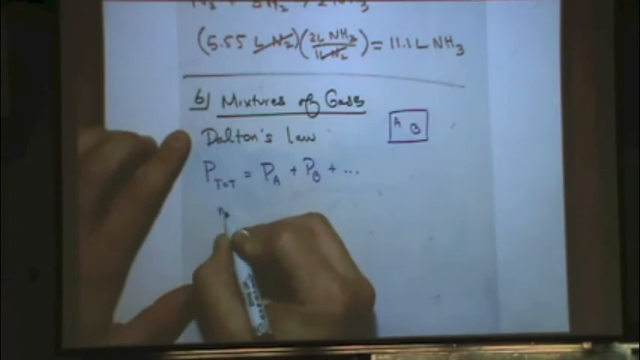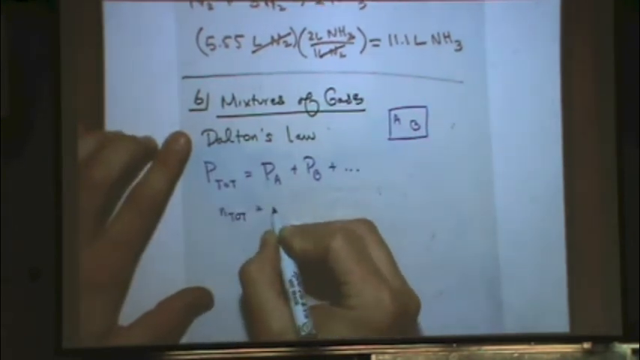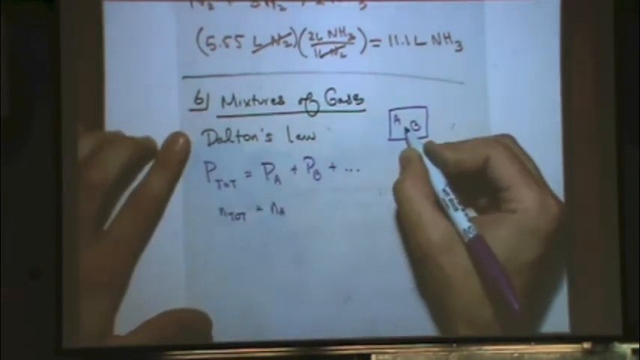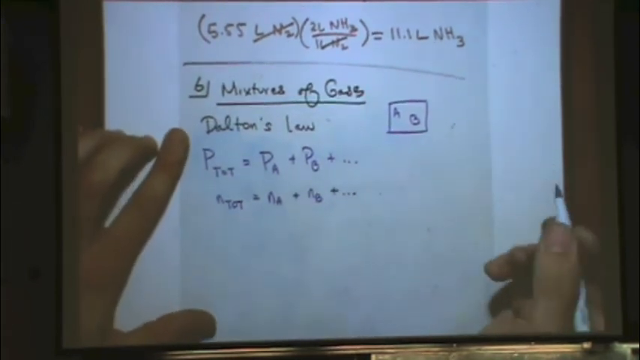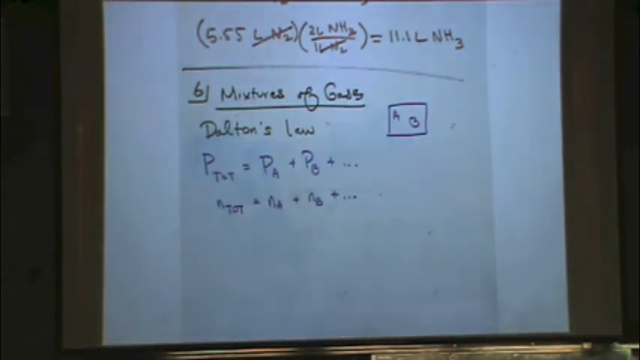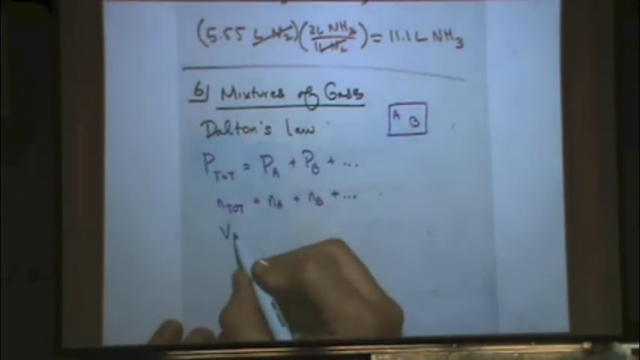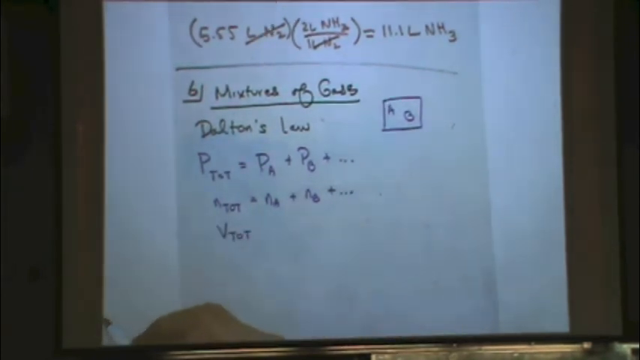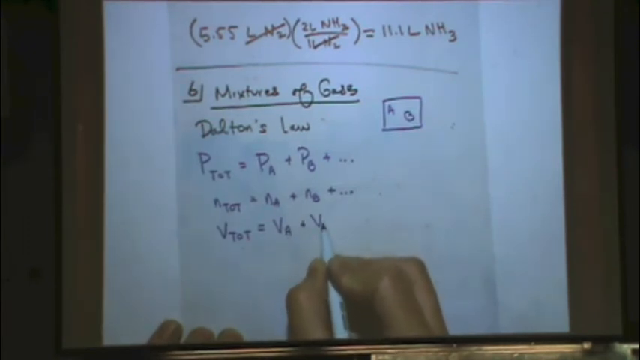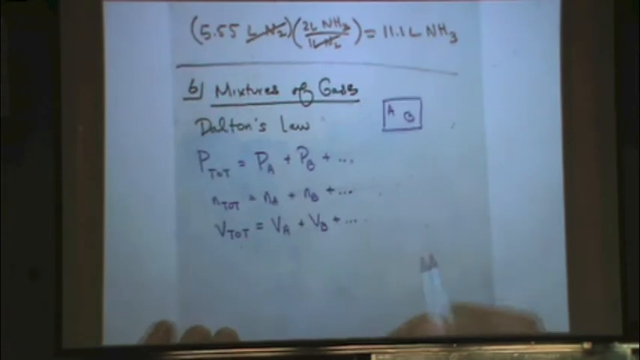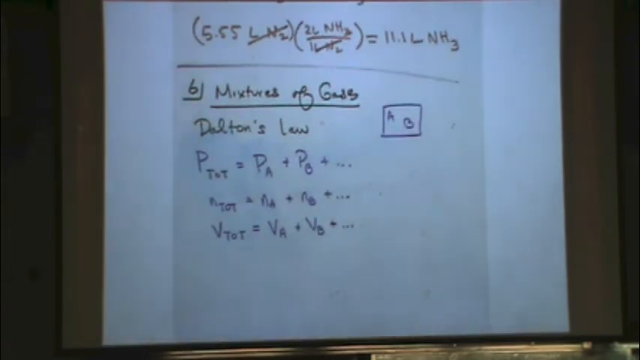You can also say this, which you probably knew from before, hopefully. The moles of A in the container plus the moles of B plus the moles of any other component will equal the total moles. So the sum of all the moles equals the total moles. Hopefully you knew that from, say, the law of conservation of mass or intuition. And we can also say something about the volume. The volume occupied is equal to the volume occupied by A plus the volume occupied by B plus any other compound in the system, in the bottle.